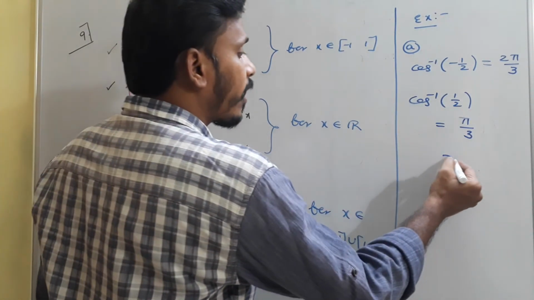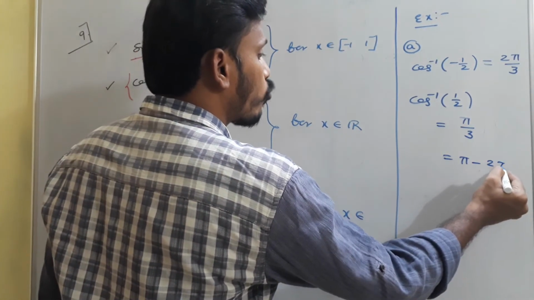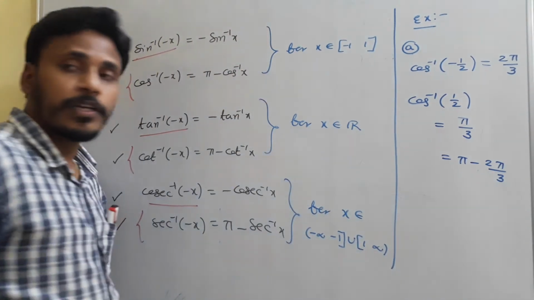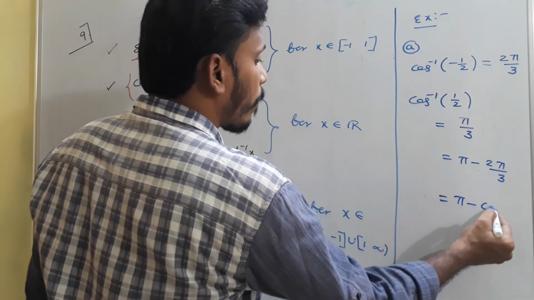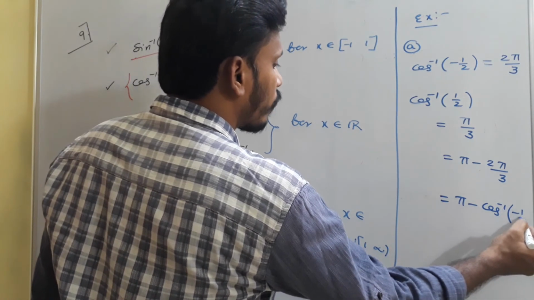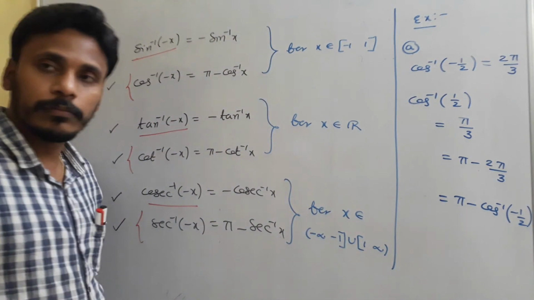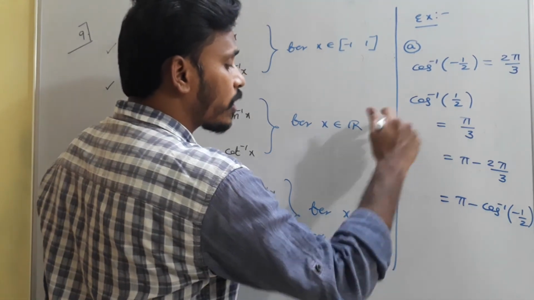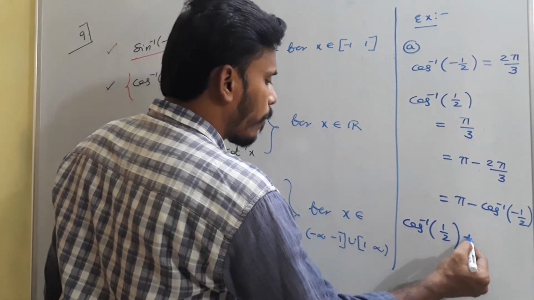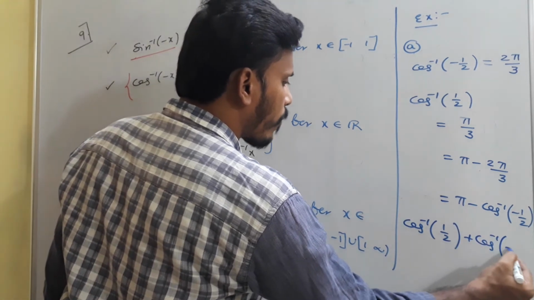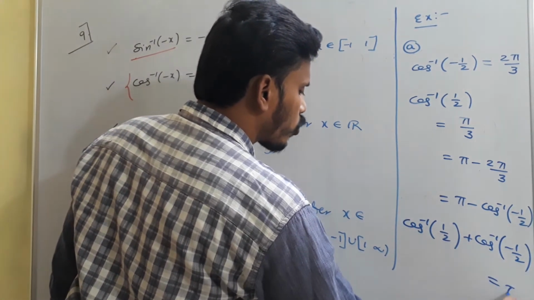And this pi by 3 can be written as pi minus 2 pi by 3. Is it right? Since it is pi minus 2 pi by 3, we may rewrite it like this: pi minus cos inverse of minus 1 by 2. That is, when you send this cos inverse of minus 1 by 2 to this side, cos inverse of 1 by 2 plus cos inverse of minus 1 by 2 is equal to pi.